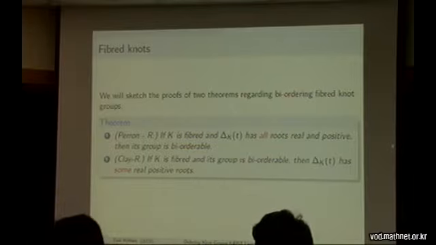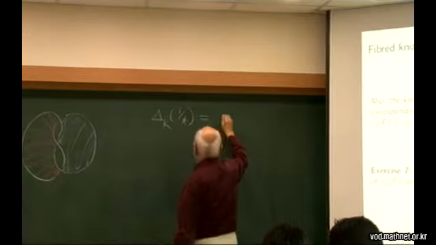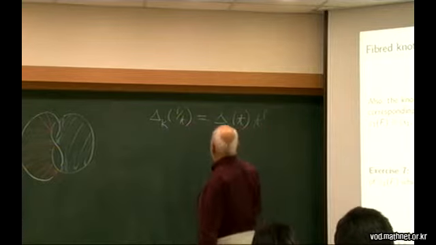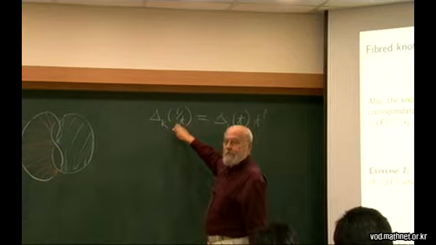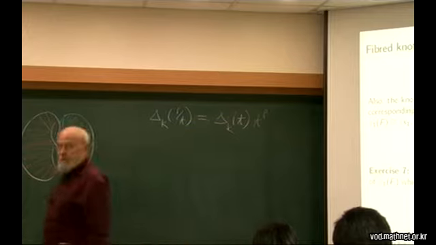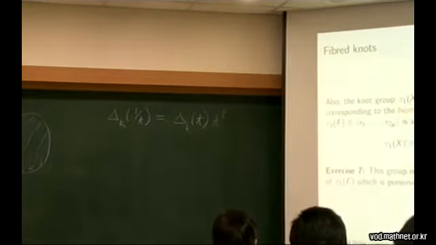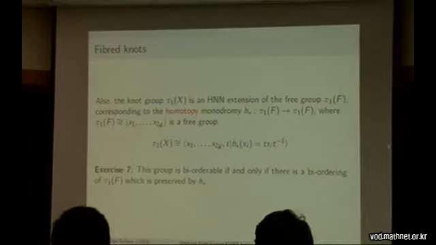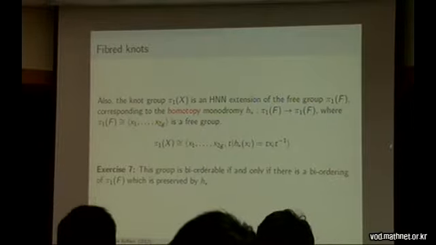In fact, you need to have two, because Alexander polynomial has a symmetry that delta k of 1 over t equals delta k of t, maybe times some power of t. So if you have a positive root, then 1 over that is also a root. So the roots come in pairs, reciprocal pairs. So it has to have at least two positive roots. One cannot be a root. Delta of 1 is never 0. Delta of 1 is 1, in fact.